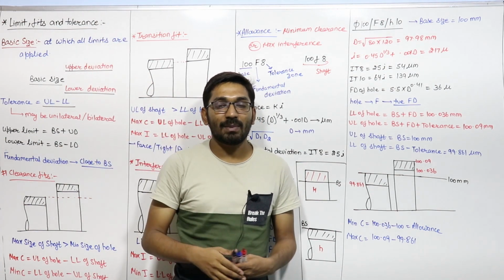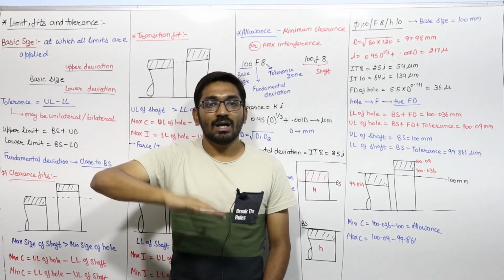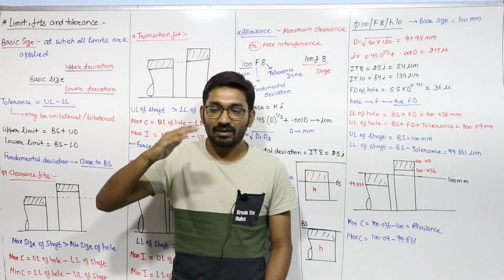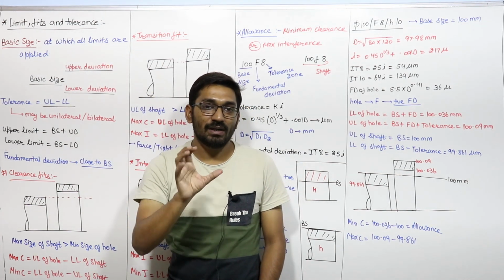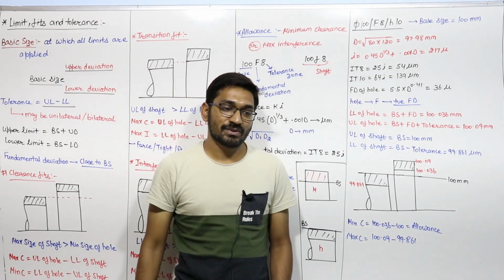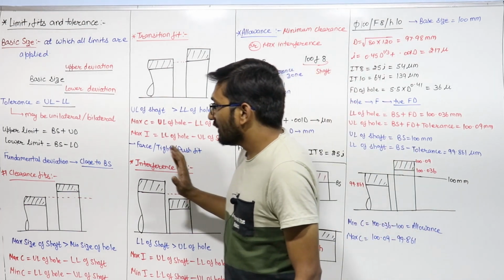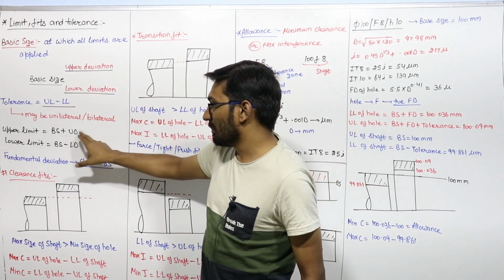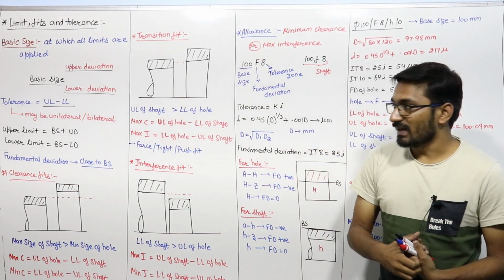If it is bilateral, that means the upper limit and lower limit are on either side of the basic size. That means if 100 mm is the diameter, let us say upper limit is 100.05 and the lower limit is 99.95. So in this case the limits are on either side of the basic size, so that system is known as bilateral system. So the upper limit will be the basic size plus upper deviation, and lower limit will be the basic size minus lower deviation.